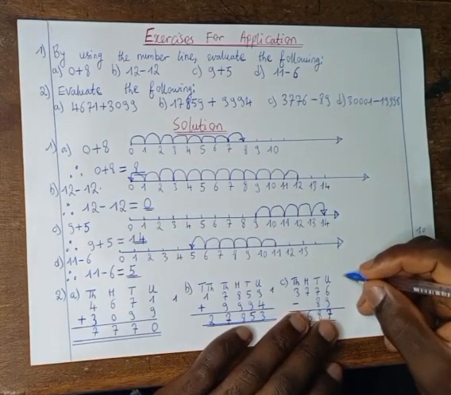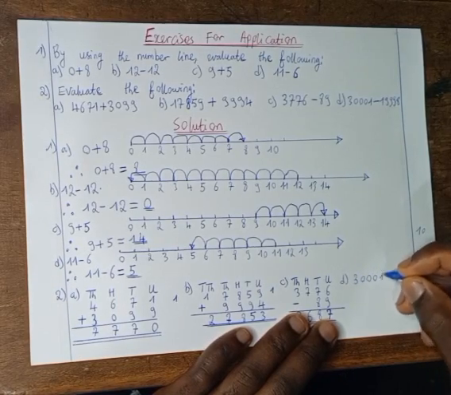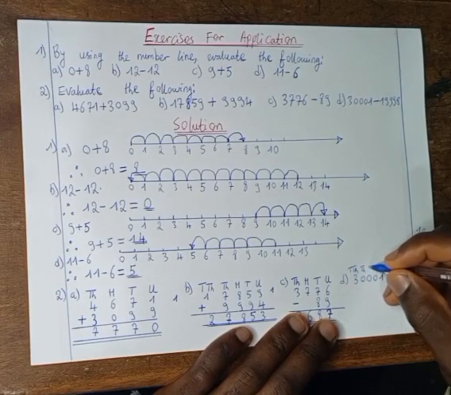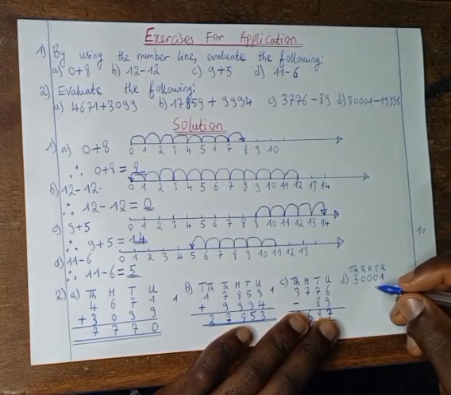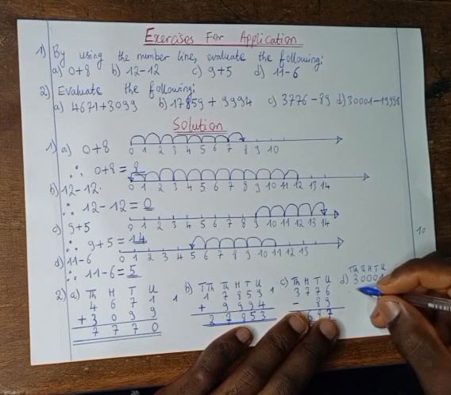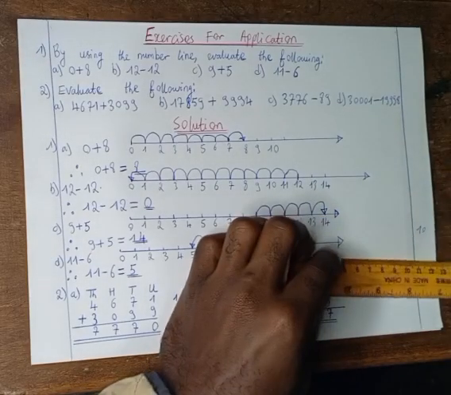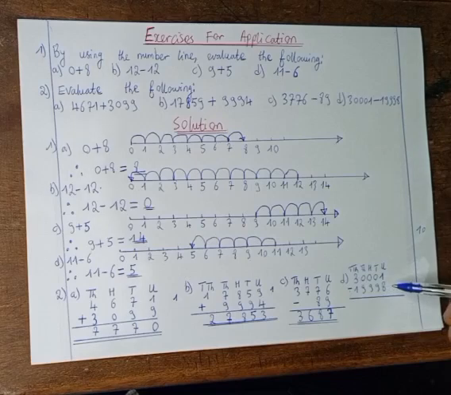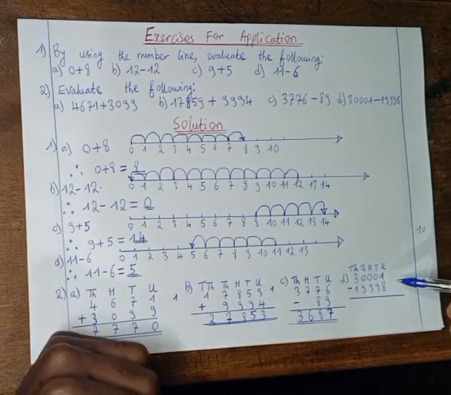Then the last question, D, we have the number 30,001. You know this is tens of thousands, thousands, hundreds, tens, units, minus 19,998. So 1 will be here, 999. Then we put the minus sign for subtraction. We roll our line. Next, we know the number 19,998 is less than 30,001. So we have to obtain a positive result after carrying out the subtraction.